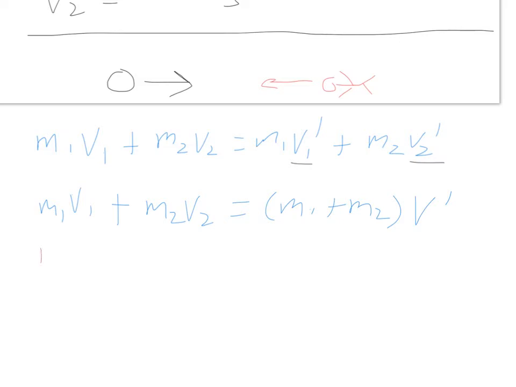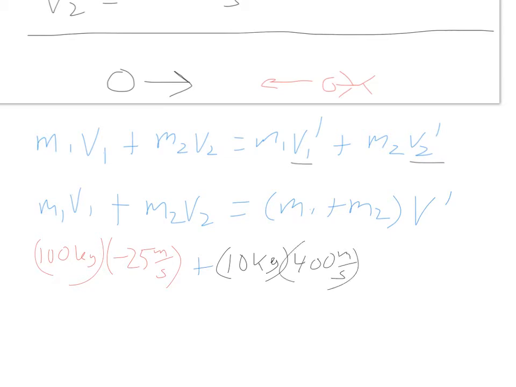Radioactive man, 100 kilograms. He's going along here at negative 25 meters per second. Again, that means to the left. To this, I'm going to add the cannonball, which has a mass of 10 kilograms and is going along at 400 meters per second. There's my before. I'm going to set that equal to after, which is the two masses together. Oops, let's stick with our blue here.